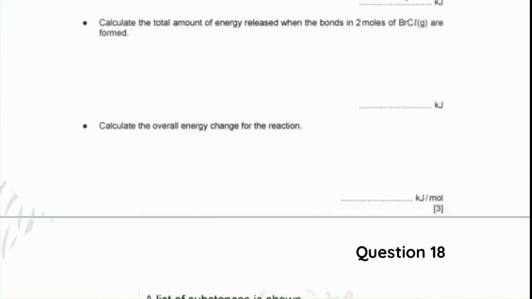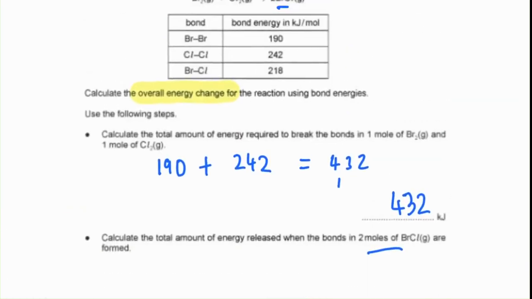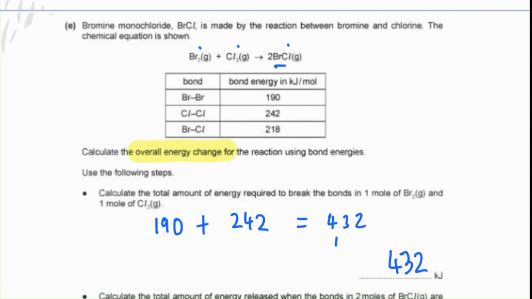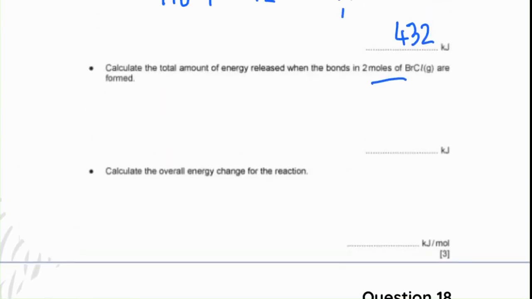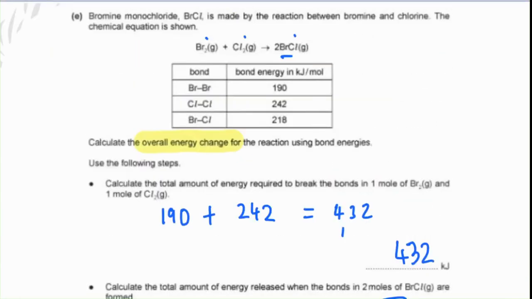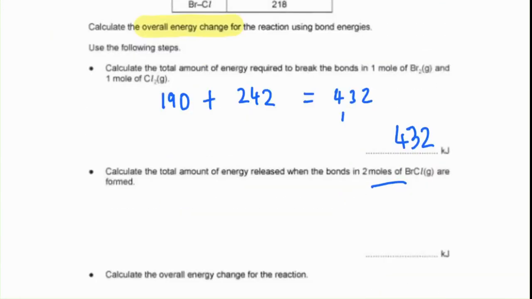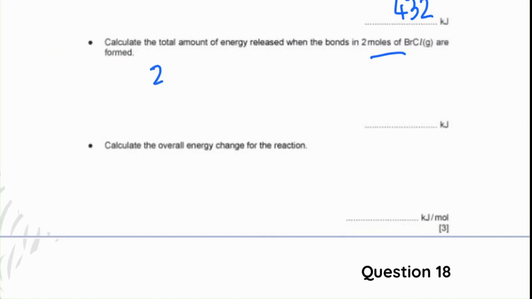Okay, so step 2 is to calculate the amount of energy released when the bonds in 2 moles of bromine monochloride are formed. So in this case, we've got 2 moles over here. So a BrCl, so we've got 2 lots of BrCl formed. So we've got a Br with a Cl is 218. So we've got 218 times by 2. 218 times 2 gives us 436.